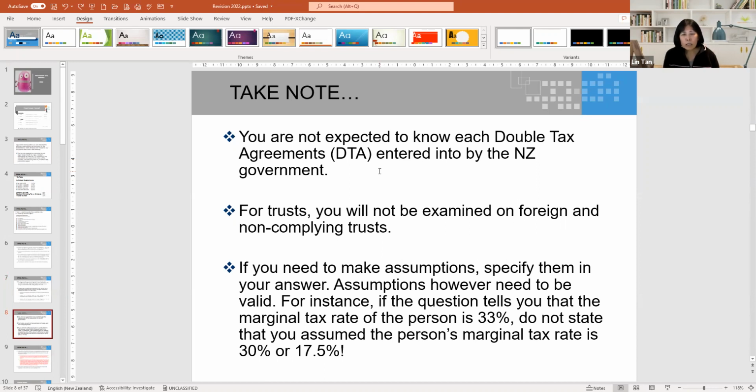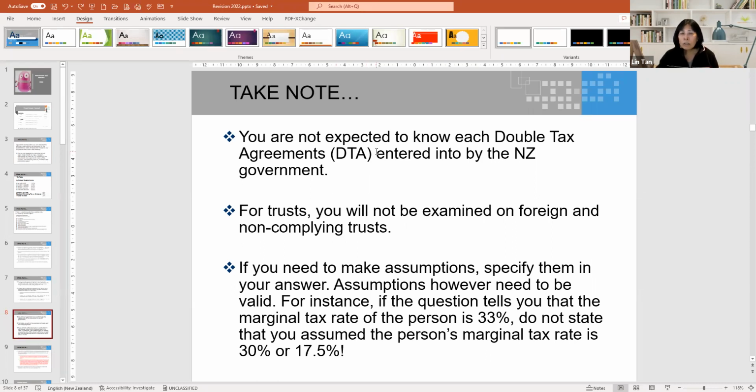Then we did have a look at residency, and we did look at tax on worldwide income. And I did mention to you all about double tax agreement, right? So some of you did mention in your assignment too, which is great.